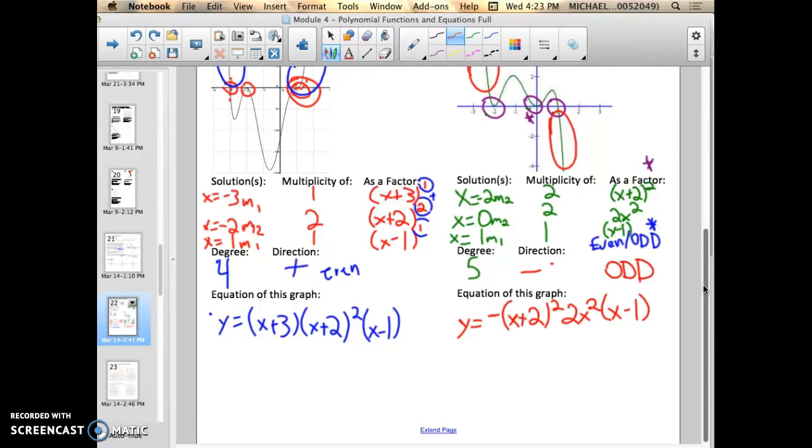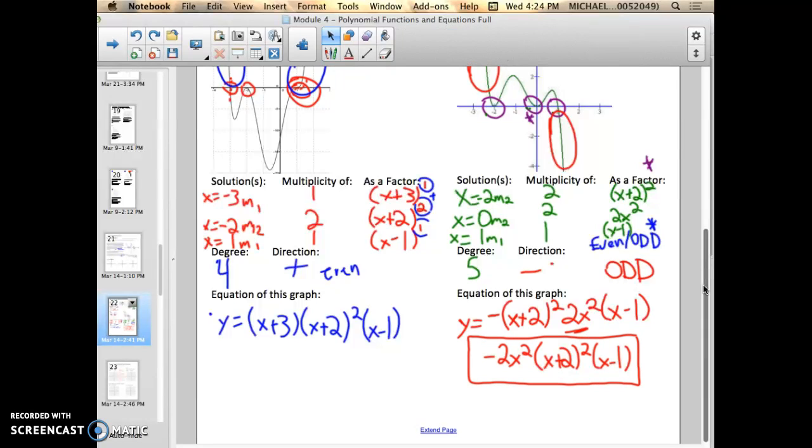To clean it up, I always like to put the single factors by itself, so negative 2x squared times x plus 2 squared times x minus 1. I like having the binomials next to each other, so that would be my final answer. Raise your hand if you did not get that so we can talk about it.